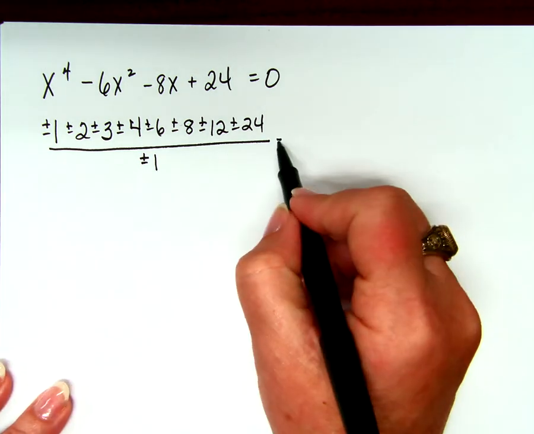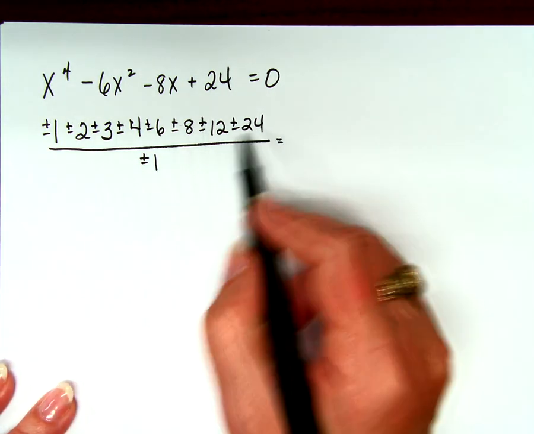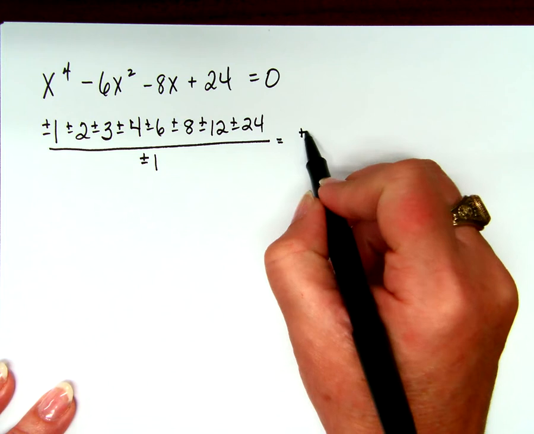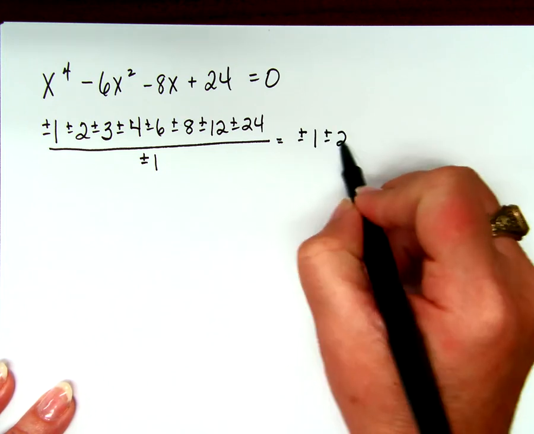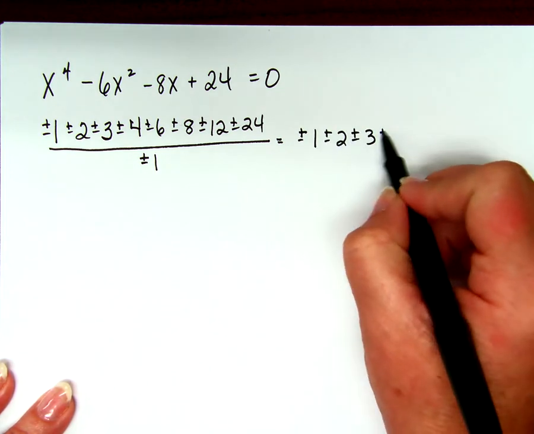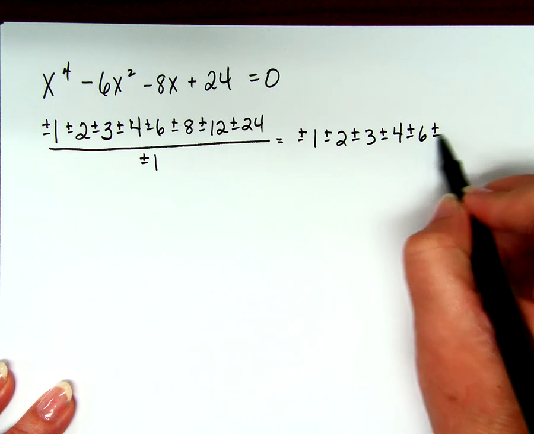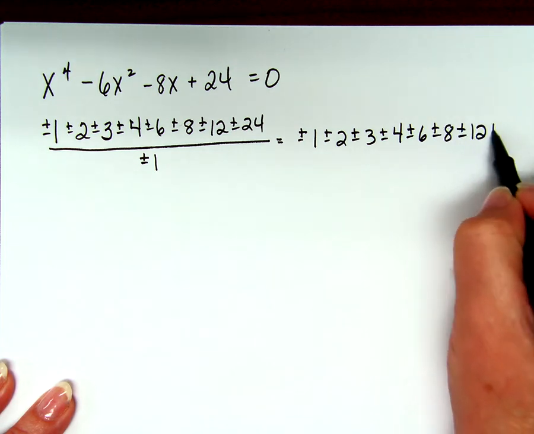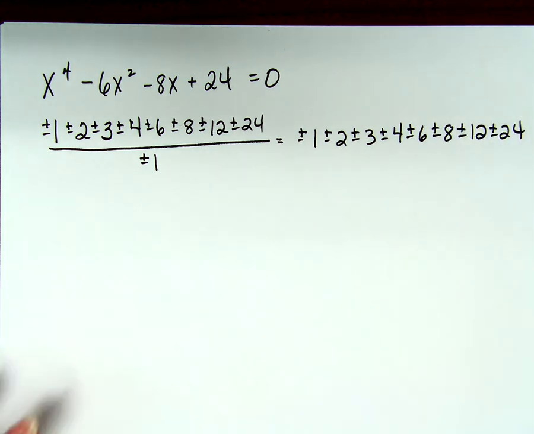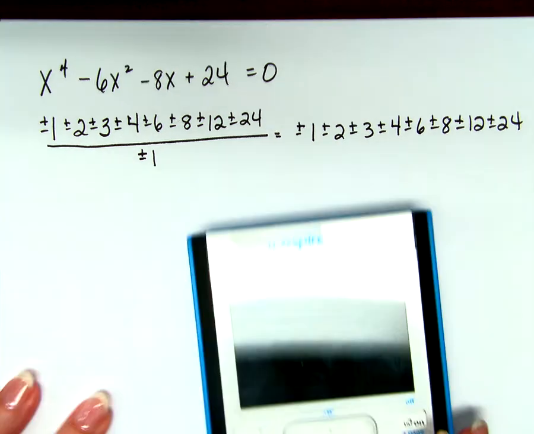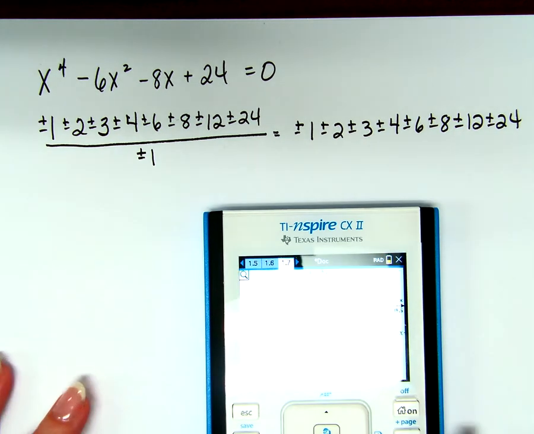So the fact of the matter is, if I divide them all by 1, I just get all those things, right? Because dividing anything by 1, you just get itself. Now remember, I taught you several different ways to do this, but the easiest way that I taught you was to go to the calculator.